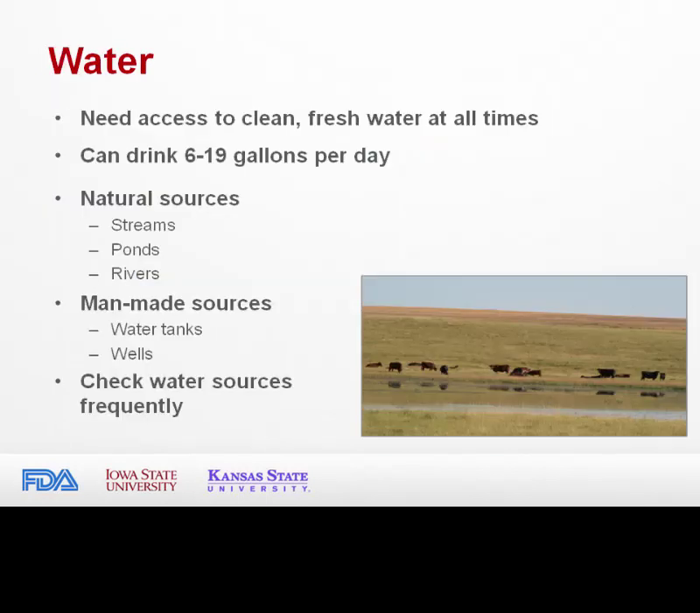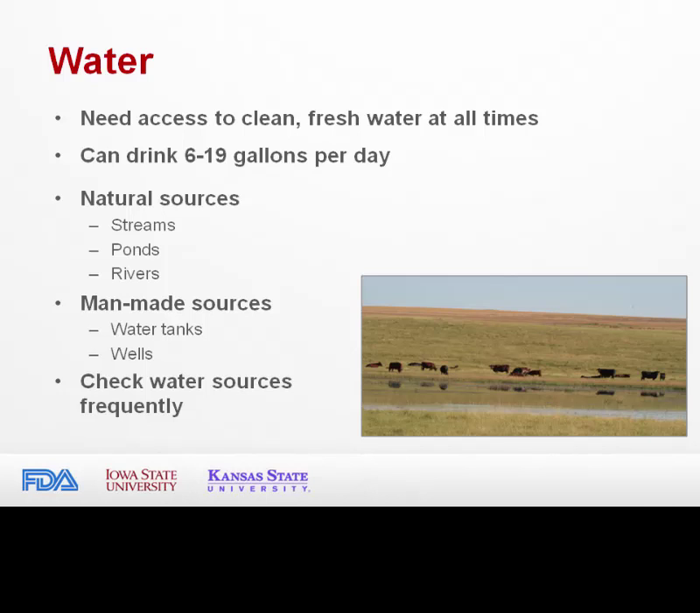All living things need water for survival. Cattle are no exception. Pastured cattle, as well as feedlot cattle, should have access to clean, fresh water at all times. Cattle can drink about 6 to 19 gallons of water per day, depending on ambient temperature, their phase of reproduction, and diet. Water can come from many sources and should be monitored for cleanliness and availability.